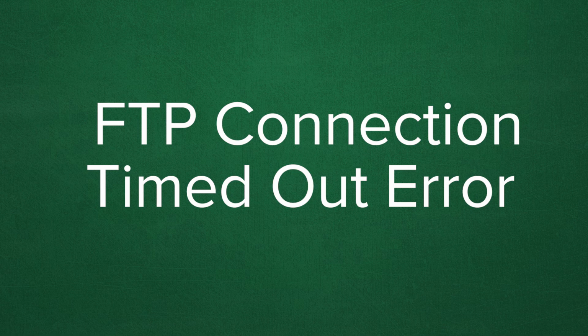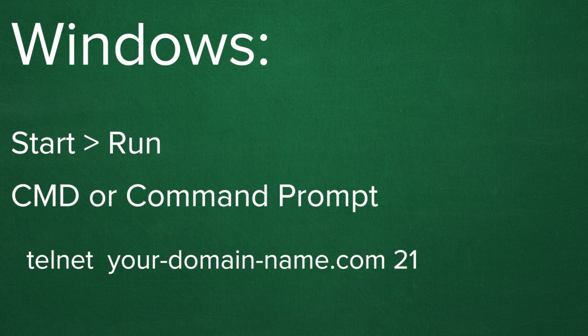One FTP issue just takes a little bit of trial and error to figure out the solution. This is the FTP connection timed out error. This could include checking to see if you have port 21 blocked on your computer. So let's check to see if your FTP port 21 is being blocked. On a Windows operating system, simply click on Start and then click on Run. This will bring up your command prompt and we will type in telnet, your domain name, 21.